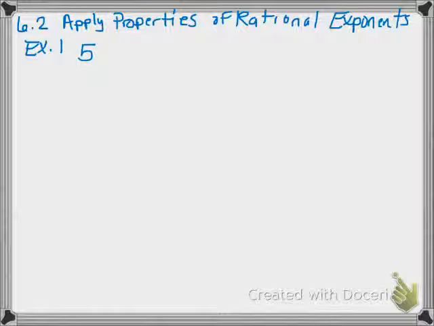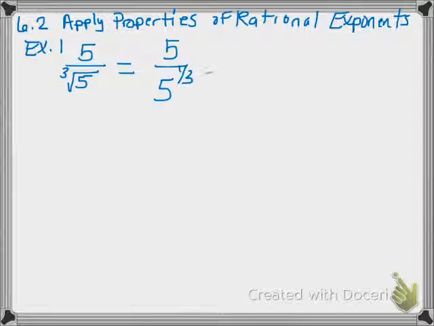The first example that we have is 5 divided by the cube root of 5. Please remember, this has a little 3, so it's the same thing as 5 divided by 5 to the 1/3. Keep in mind that the 5 on top actually represents a 1. Because the 5 on top and the 5 on the bottom are the same base, we get to subtract them. So we have 1 minus 1/3, which would give me the answer of 5 to the 2/3.